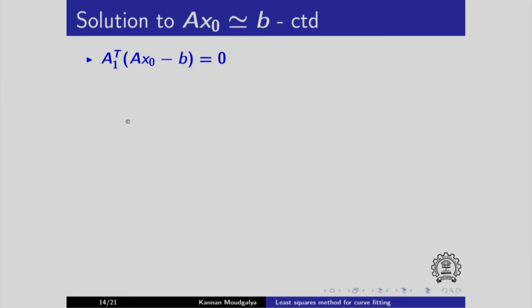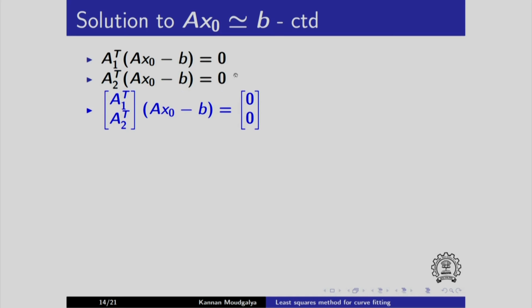So from the previous slide, I get these two equations and I can stack them up. This is a row. So this is the first row, this is the second row. Together it makes a matrix, and hence I can write this as A transpose. This is nothing but A transpose, easy to see, and we get this matrix equation. So we get, on multiplying out, AT into Ax naught equals AT into B.